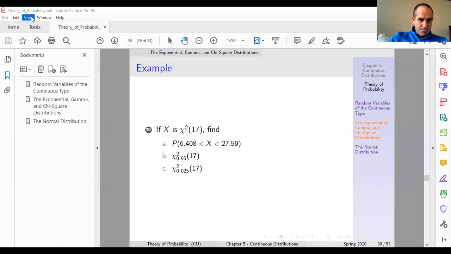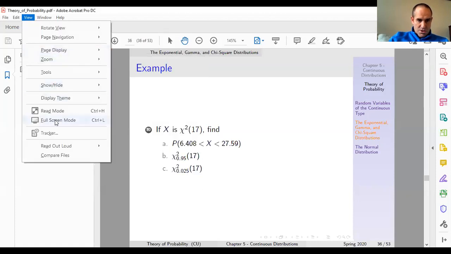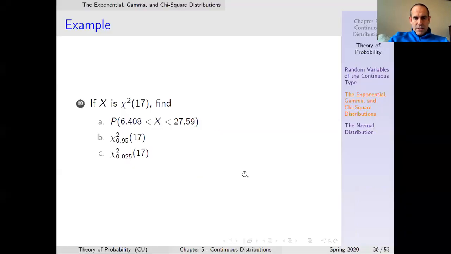So last time we were talking about the chi-squared distribution. That was the last thing we discussed. And we knew that this was related to the gamma distribution, where we took alpha to be r over 2 and beta to be 2, okay?